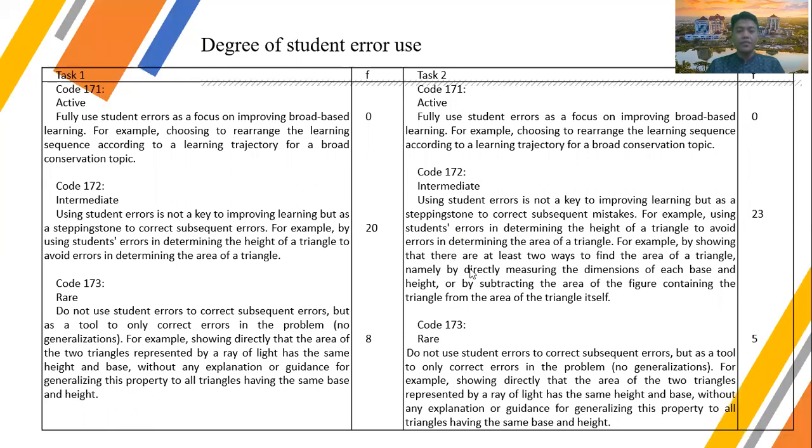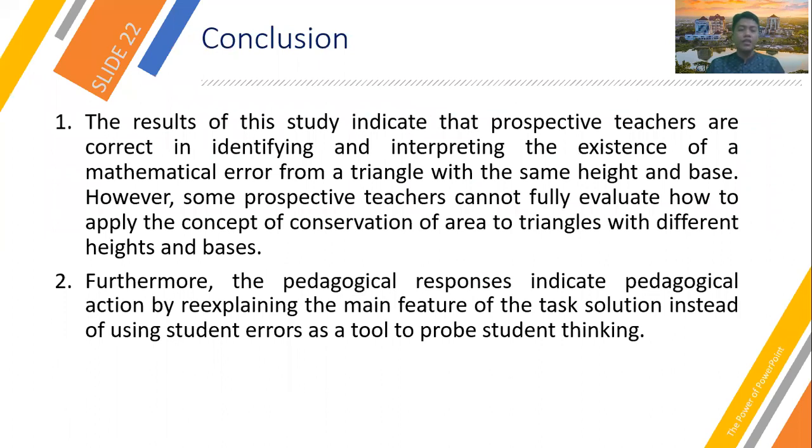Okay, we come to the conclusion of the study. The results indicate that prospective teachers are correct in identifying and interpreting the existence of a mathematical error from a triangle with the same height and base. However, some prospective teachers cannot fully evaluate how to apply the concept of conservation of area to triangles with different heights and bases. The pedagogical responses indicate pedagogical action by re-explaining the main feature of the task solution instead of using student errors as a tool to probe students' thinking.